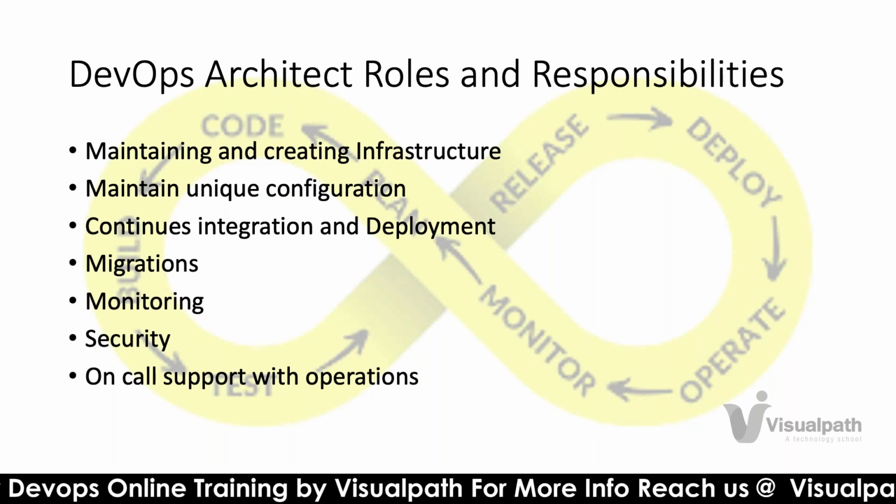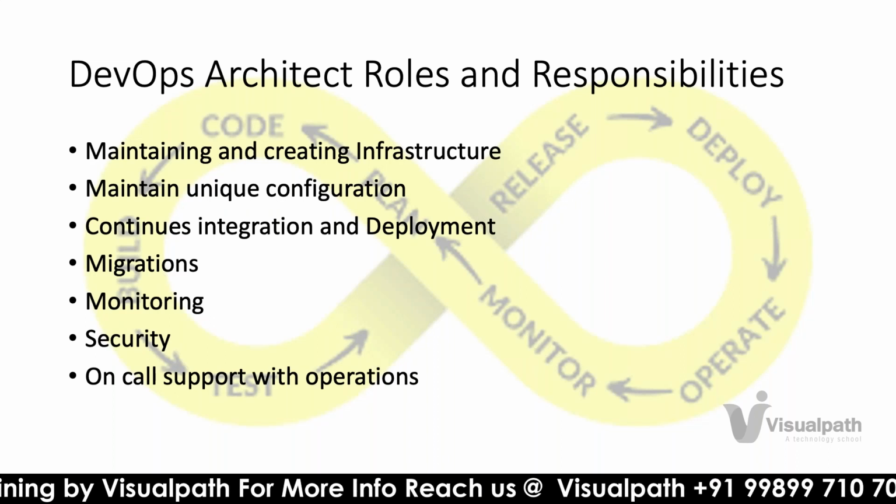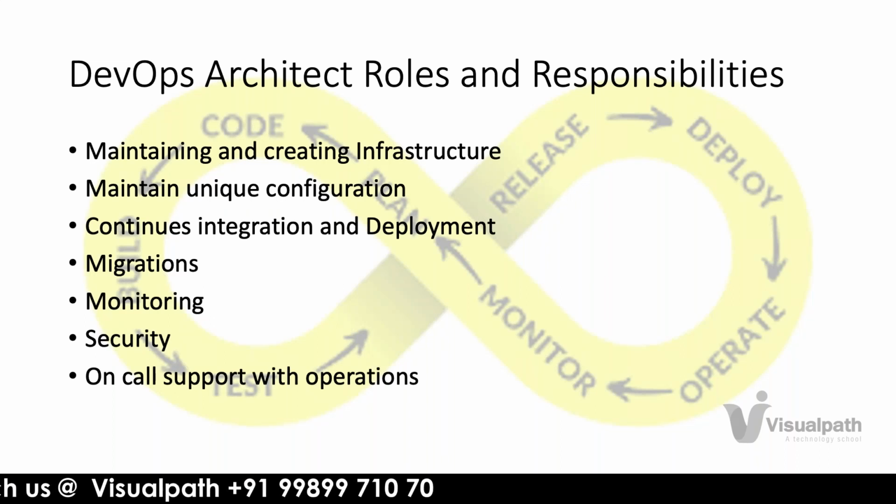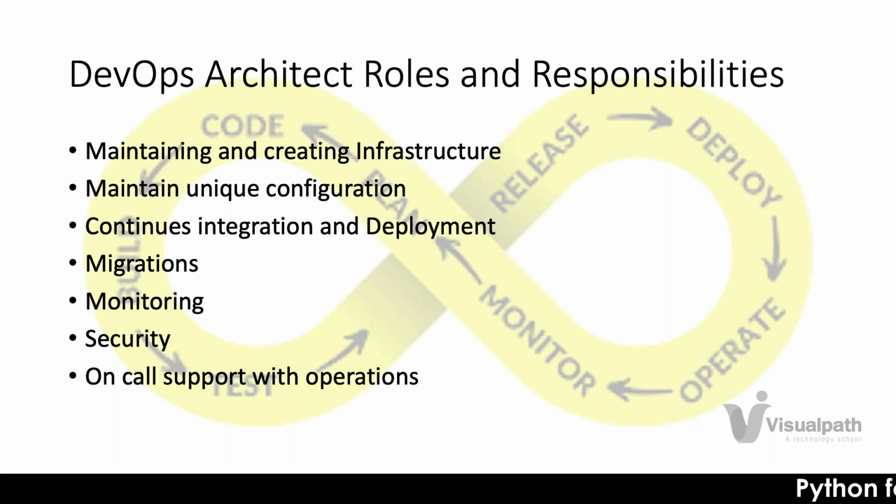Okay, so there may be some logging, that is all developer security. But for infrastructure level, again you need to have security, like it may be a networking kind of thing, or it may be end-to-end encryption. Okay, these things should be done by, again, DevOps engineers. Okay, then on-call support with operations.